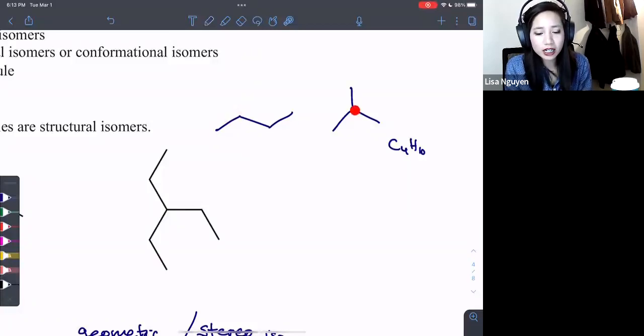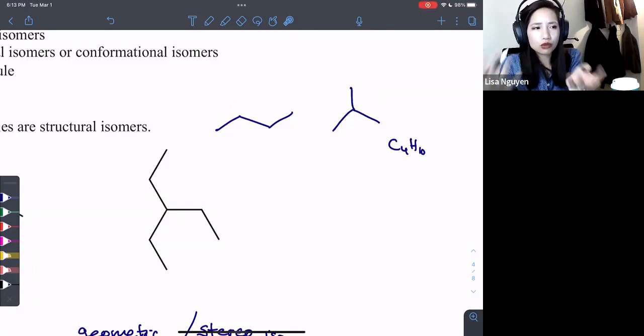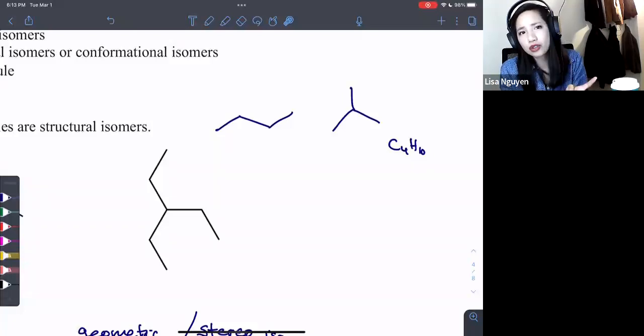We have a straight chain here. In this one, we have a carbon that's attached to 3 other carbons. These are 2 completely different molecules. They have different names. So they are structural isomers because you're taking Lego pieces and building different things, right? It's like I give you and your friend the same Lego pieces, but one of you builds a boat and the other builds a house. That's a structural isomer, but you start with the same pieces.